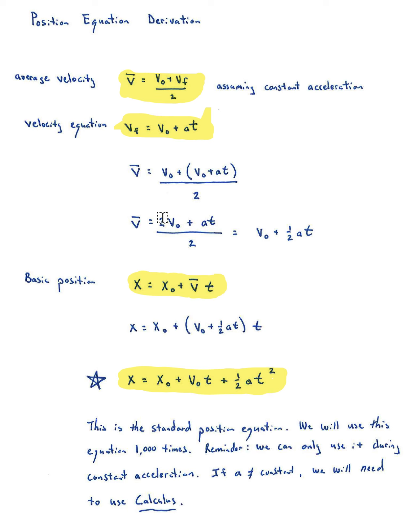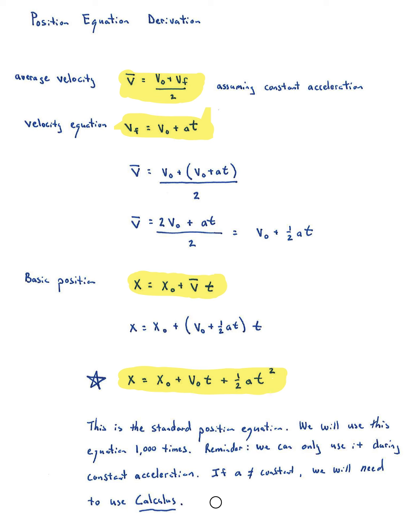If we distribute the half to both of these terms, we now can say that the average velocity is v naught plus 1/2 at, right? At over 2 is this 1/2 at. If I then take that and I plug it in for the average velocity into that equation, I get this. If I distribute the t to both of these terms, I then get what we call the position equation. That your final position is equal to x naught plus v naught t plus 1/2 at squared. I algebraically showed you where this equation came from, the basic definitions of what velocity and position equations are.